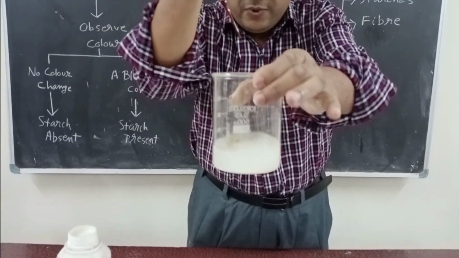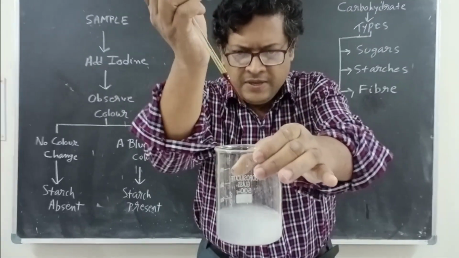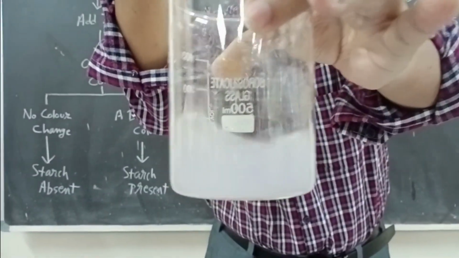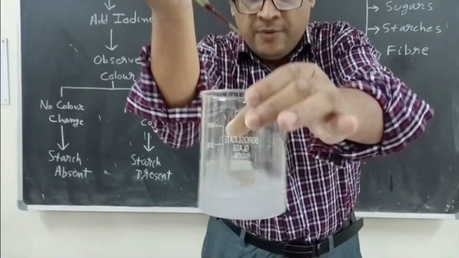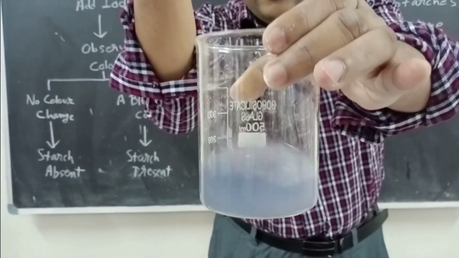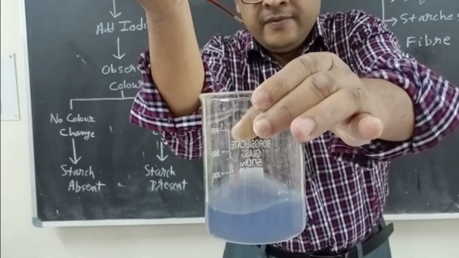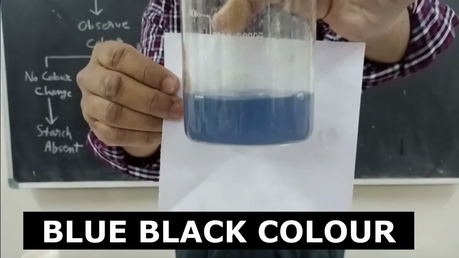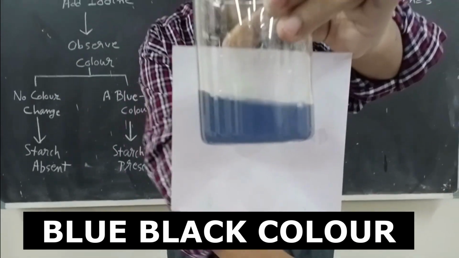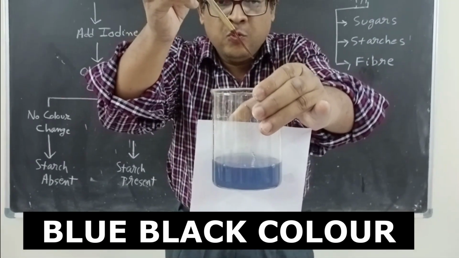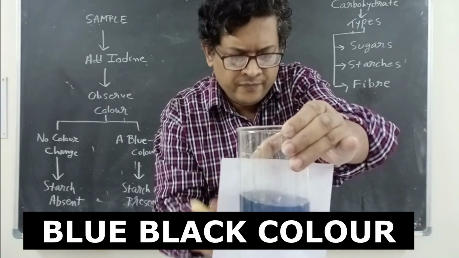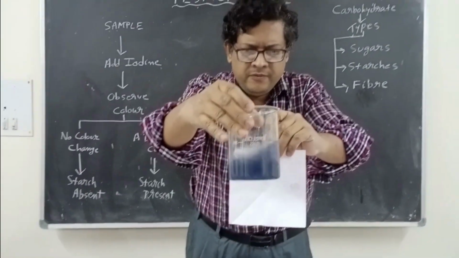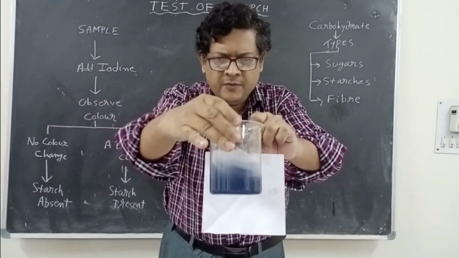I put 1 drop. You can see there is already a color change. It is bluish in color. I put another drop, the second drop. Now see, it is darker. I hope all of you can see. It is darker. Now if I add another 1 or 2 drops, it is even darker.